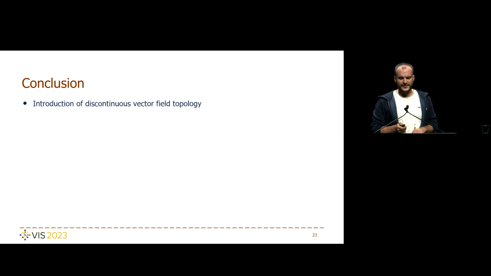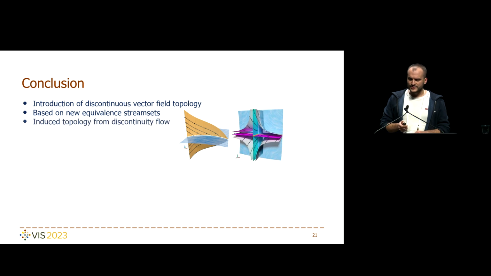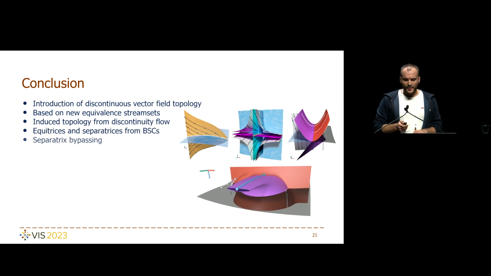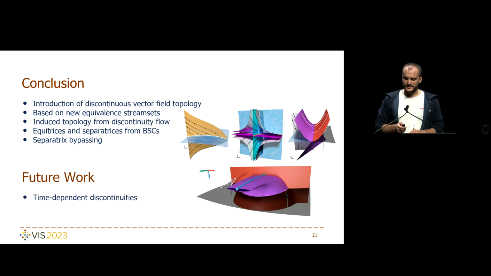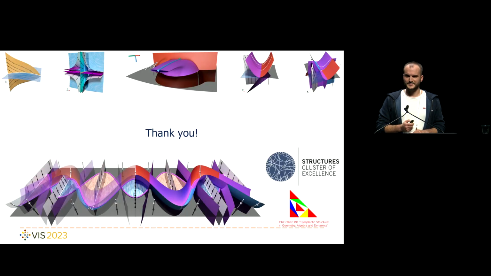This represents an extension of the visualization of vector field topology to discontinuous fields based on equivalence classes and stream sets. We introduce the topological structures induced by the discontinuity flow and the boundary-induced ecretrices. Furthermore, we explored how these findings relate to the traditional vector field topology. As this analysis was conducted on time-independent fields, the influence of time could be a subject for future research. Additionally, cases involving intersecting discontinuities hold significant interest. This concludes my talk. Thank you for listening.